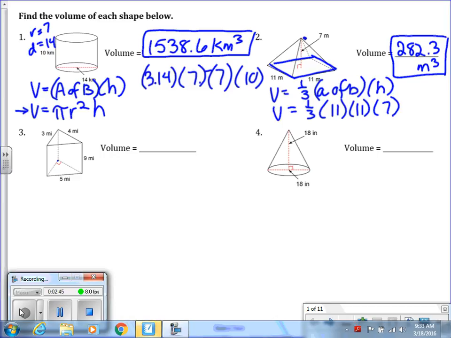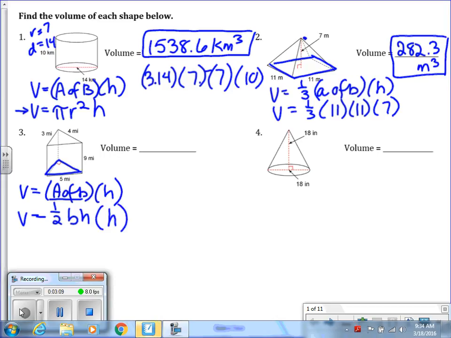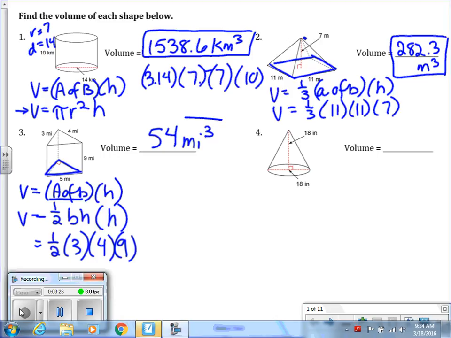This one here is going to be a triangular prism because we have a triangle on the bottom. So again, volume is equal to the area of the base times the height. If we can remember that, pretty much we can remember everything else. The base is a triangle, so it's half b h times the height of the entire prism. When I plug in my numbers, I get half times 3 times 4 times 9. When I do all that math, we wind up with 54 miles cubed. That's our volume on the triangular prism.